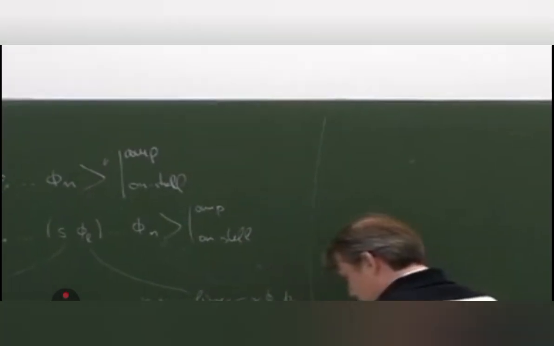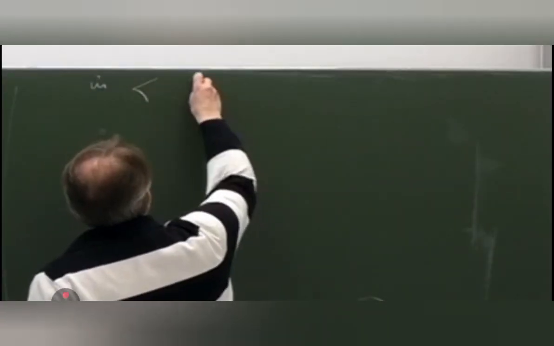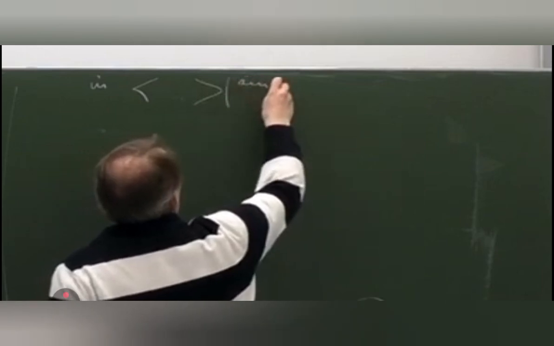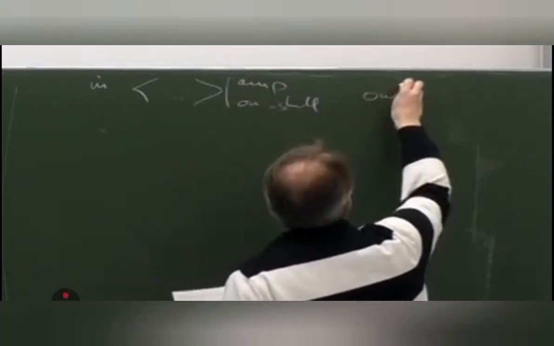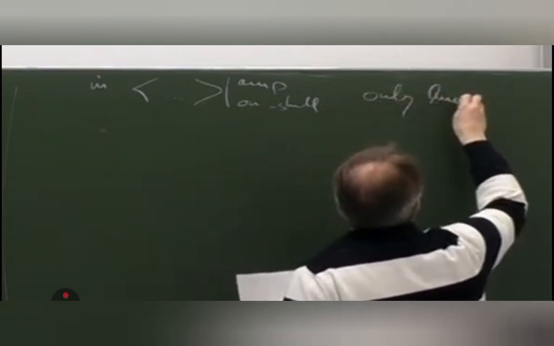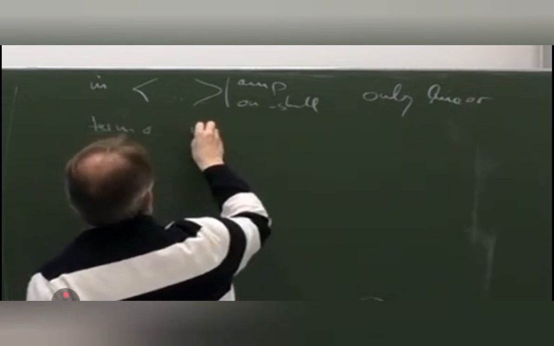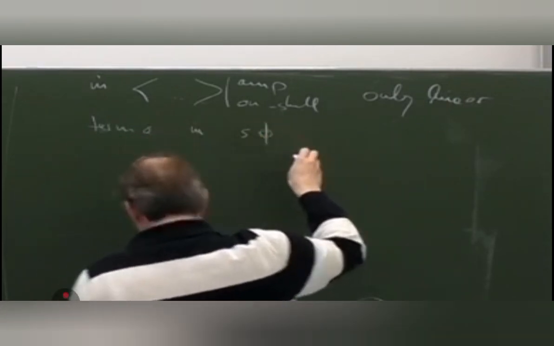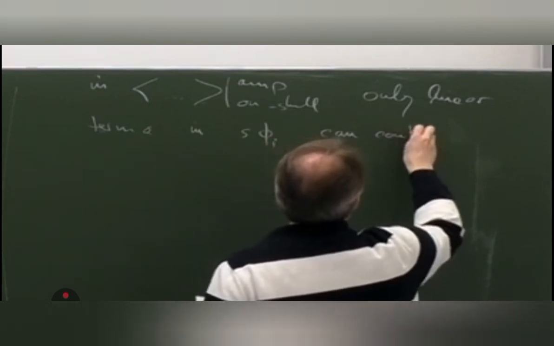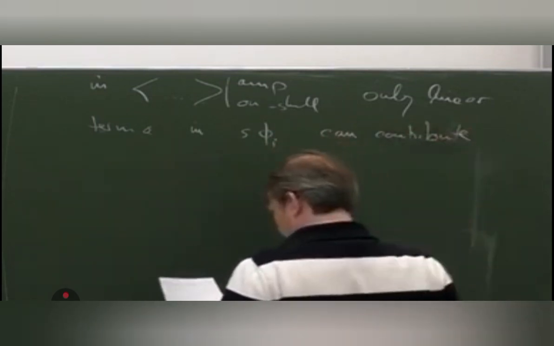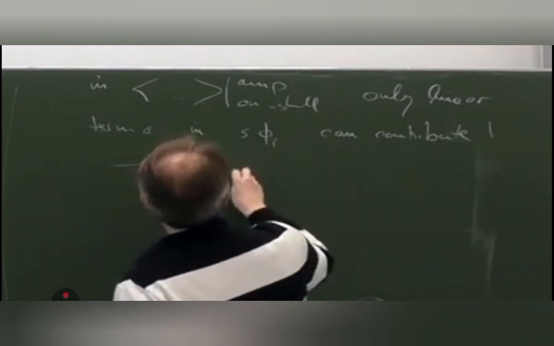So in this, amputate on shell, only linear terms in s phi_i can contribute. And that is a big simplification.